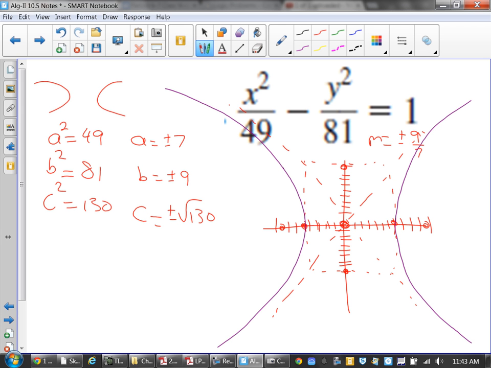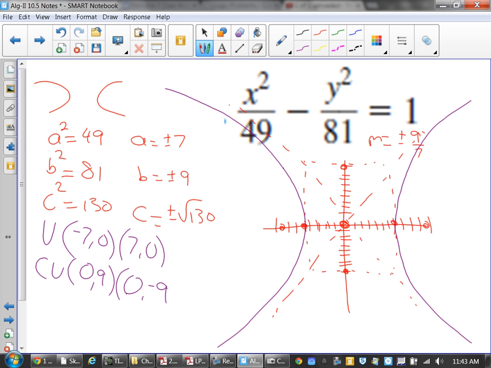Okay. I got nothing. I'm sorry. The only thing I have not done is what? Label. Vertex. I got that up there. Vertex was at (-7, 0), (7, 0). Covertex (0, 9), (0, -9). Foci (√130, 0), (-√130, 0).